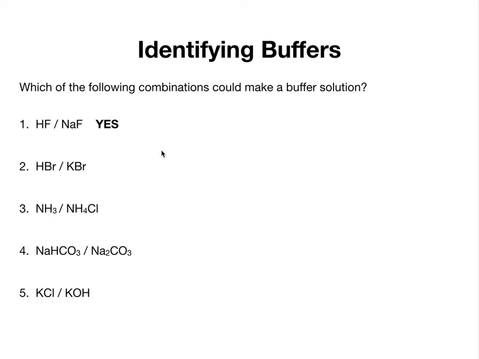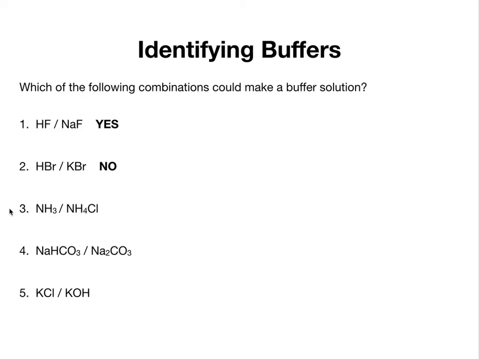Okay. What about number 2? What do you think about that? Make a prediction. No. This would not make a buffer solution. What do you have to have? A weak acid and its conjugate base. This is a strong acid. This is a strong acid and its conjugate base. This would not make a buffer solution.